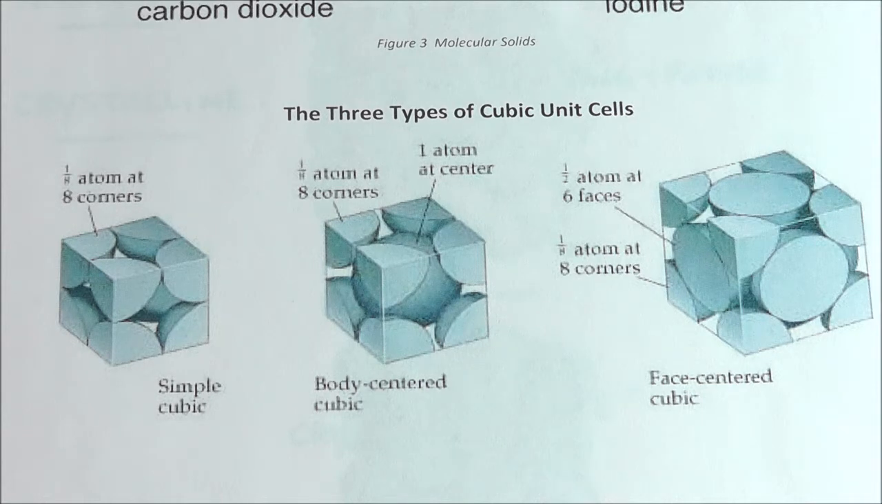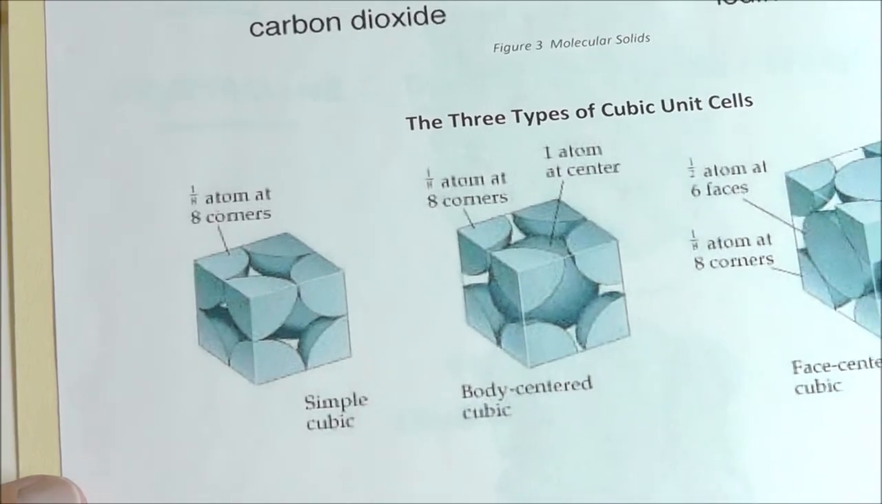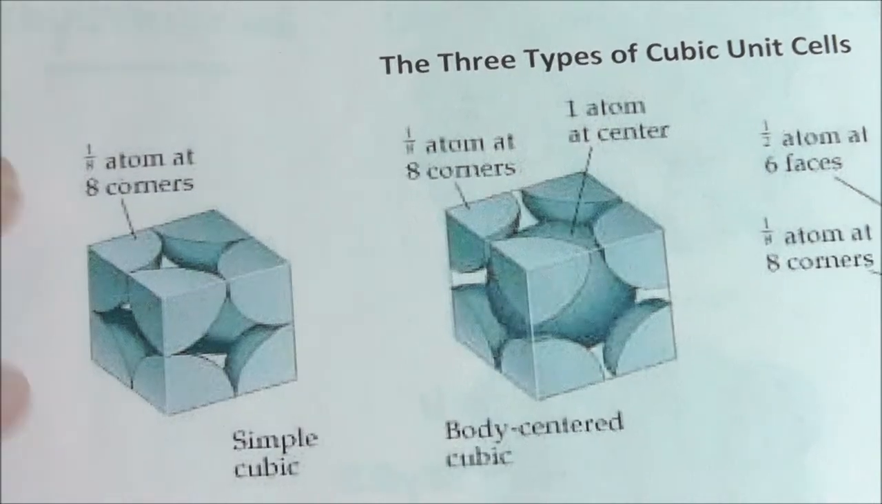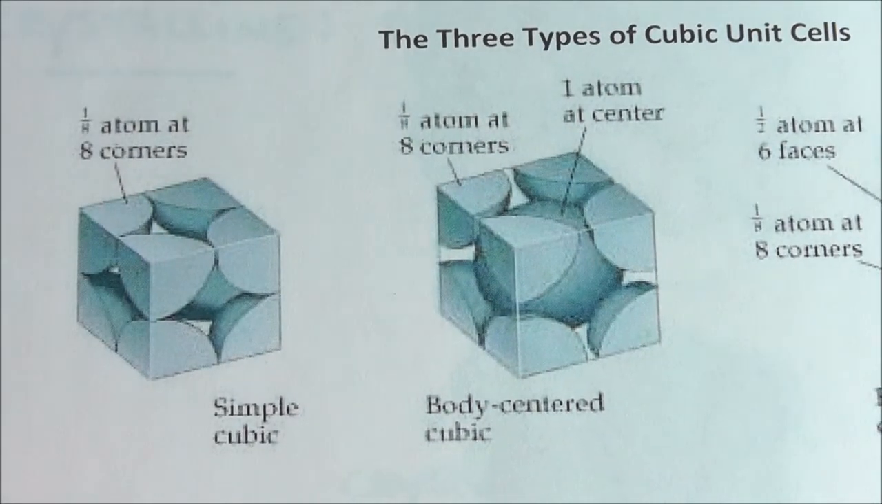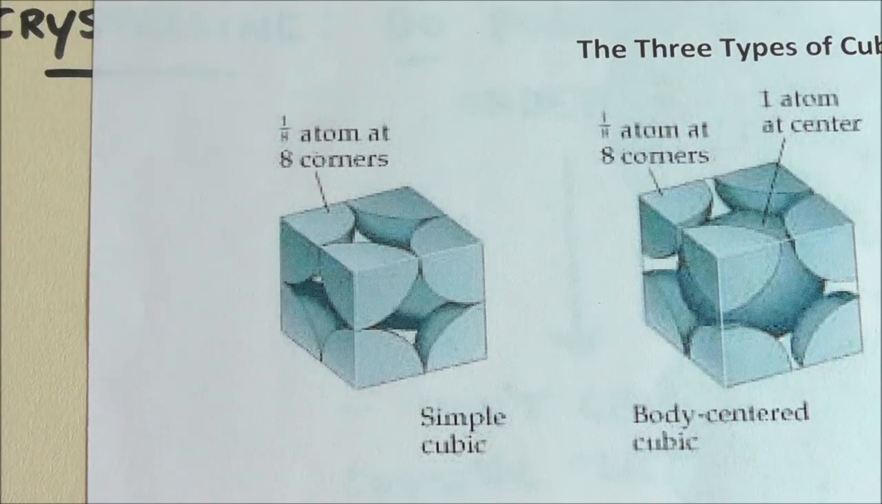So let's talk about the one on the left here. And I want to maybe get a little closer to these. So let's talk about the one that is on the left, and that is simple cubic. So let's take a good hard look at this. And what I want to do is try to show you how many atoms are in that cube.